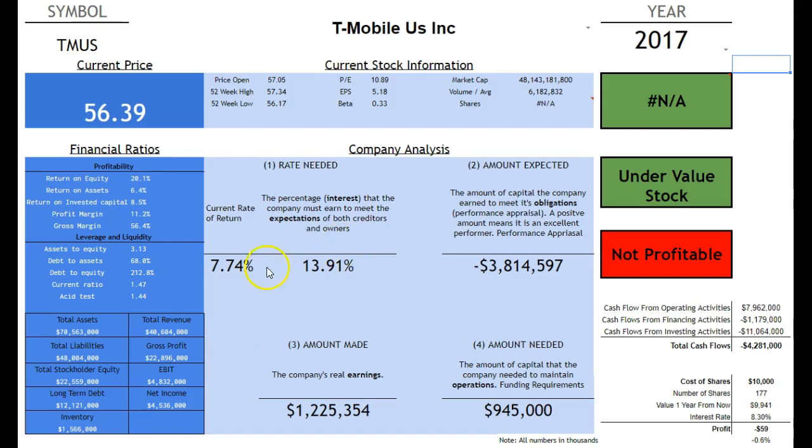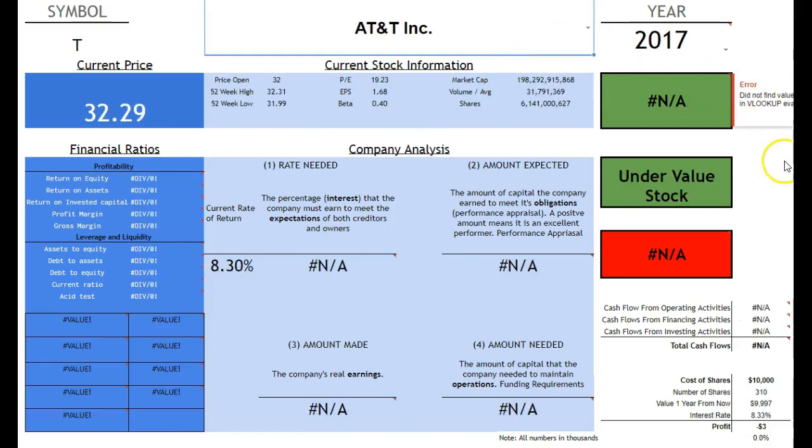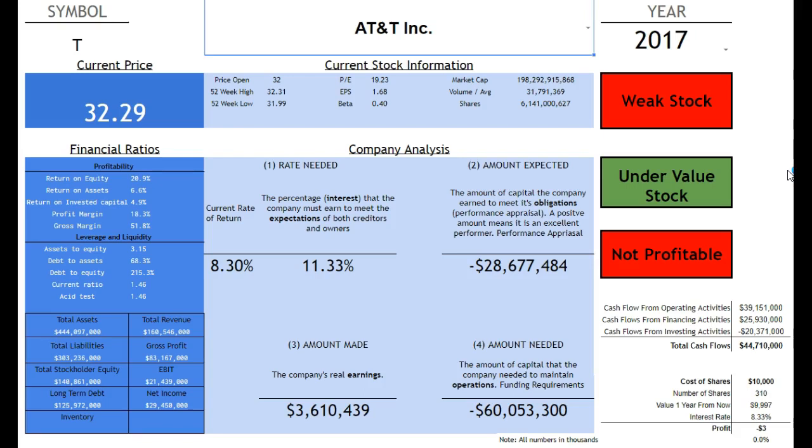But because I took a while to answer this question, I decided to analyze two more companies so that hopefully the individual who asked the question has a better understanding of how I do my analysis and how I choose my companies to invest in. So in 2017, AT&T, this is their current price, current rate, the rate needed, negative here, positive here, negative here. They had negative income here, but the real earnings is here. Okay, it is a weak.